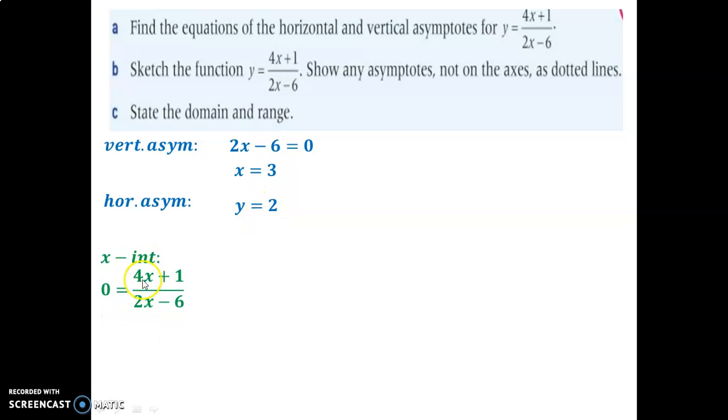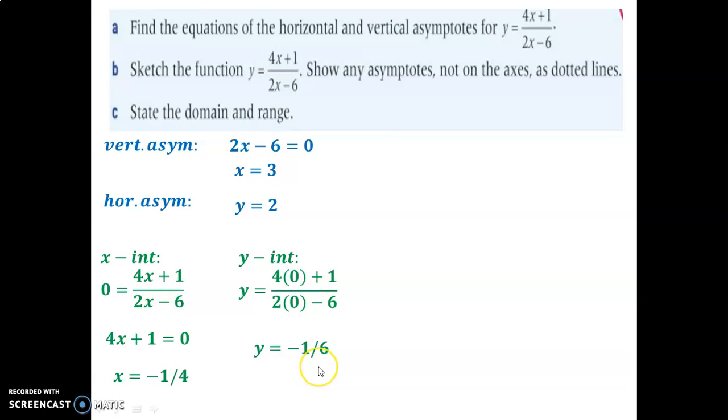And then x-intercept, we set y equal to 0, solve that. When we have 0 here, we can multiply by this 2x minus 6, and it cancels it away. We're left with this. Solve that, we get -1/4. That's our x-intercept. Our y-intercept, we make x equal to 0. So you make both of these x's here 0. Those both become 0. You end up with 1 over -6, which is -1/6. Now that you have the asymptotes and these two intercepts, it's enough to graph it. So you do have enough to graph it now.